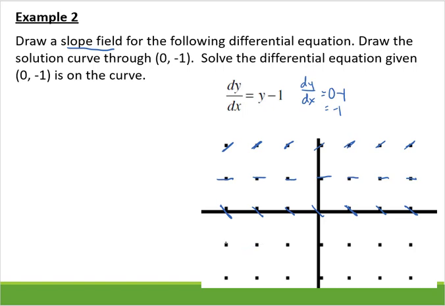If I plug in negative 1, I get a negative 2. So make sure that's a little bit steeper than your 45-degree. And then when I plug in negative 2, wait, that was negative 1. So negative 2, I get a negative 3, so even steeper.